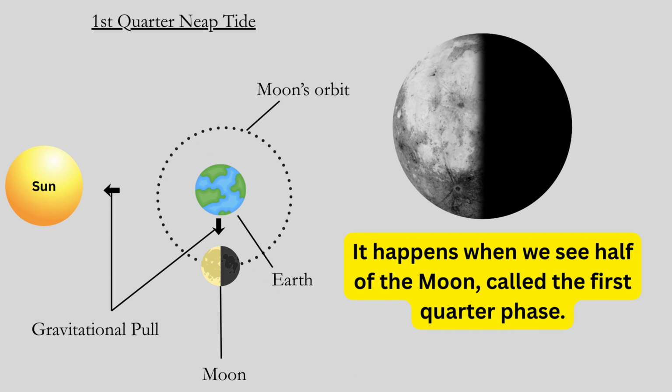Why is it called first quarter? It happens when we see half of the moon, called the first quarter phase.